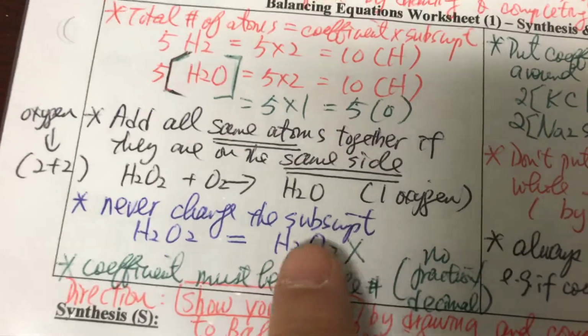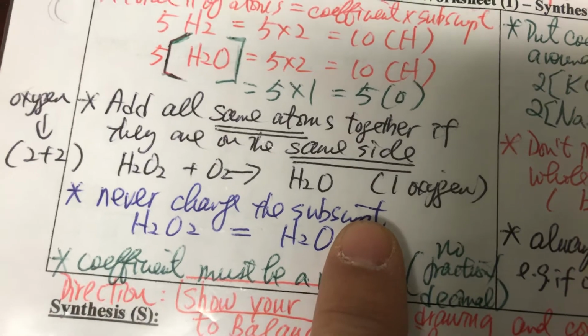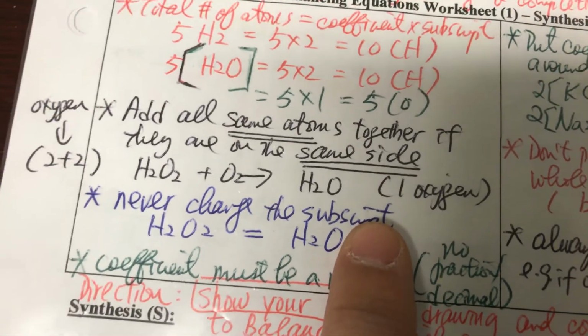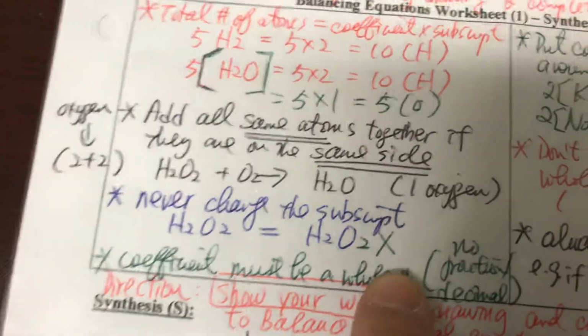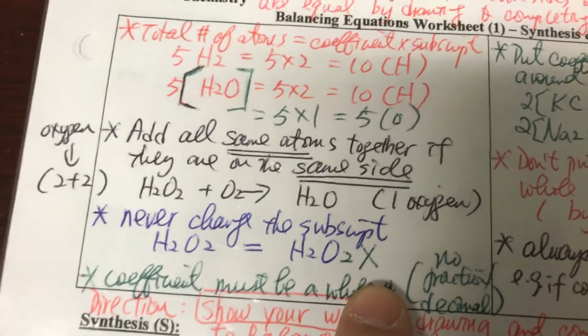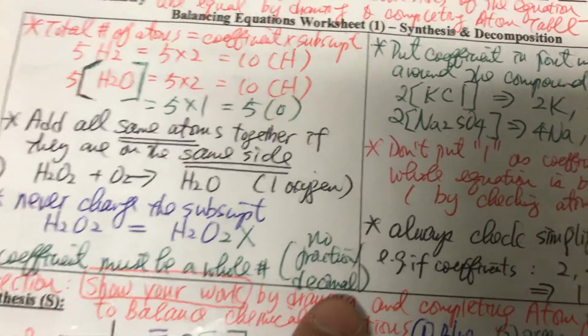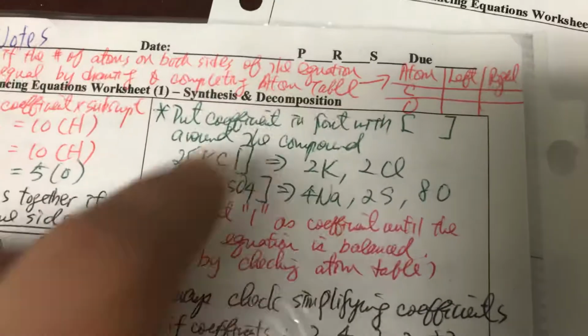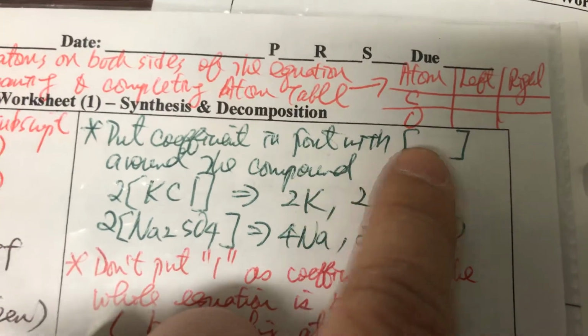And never change the subscript, okay? So for example, if I have H2O2 and then I have H2O, you cannot balance the equation by changing the oxygen from subscript 1 to 2. You can't do it, okay? Because you're changing the whole compound. And the coefficient must be a whole number, no fraction, no decimal, just a whole number. And then you put the coefficient in front of the compound with the bracket around.